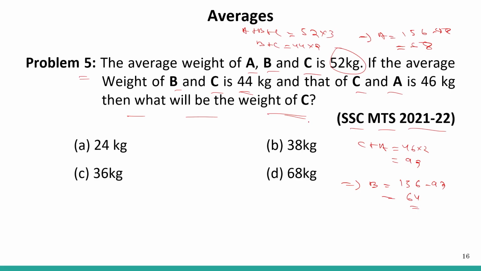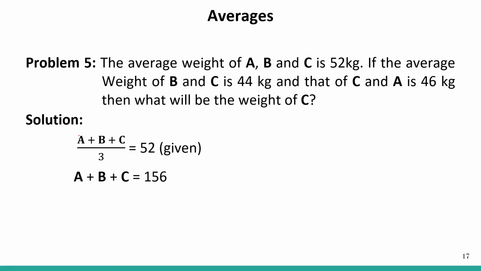Okay. So what will be the weight of C? 64 plus A, which is 68, right? So these two equal 132. So 156 minus 132 is equal to 24. So 24 kg will be the correct answer. So the weight of C will be this one. This question has appeared in the MTS 2021-2022 paper.